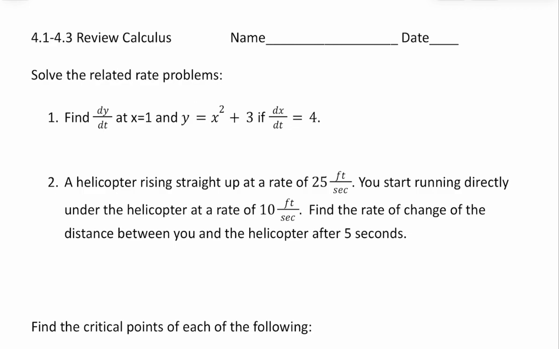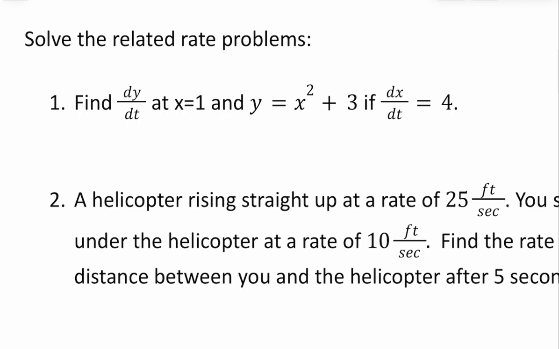Let's take a look at our first one here. How do we know it's set up? Because they've given us the rates, they've given us the equations, and they told us what to find. So we didn't even have to draw a picture for the first one. It's set up for you. Let's do it. Okay. So we know that dy dt equals 2x dx dt.